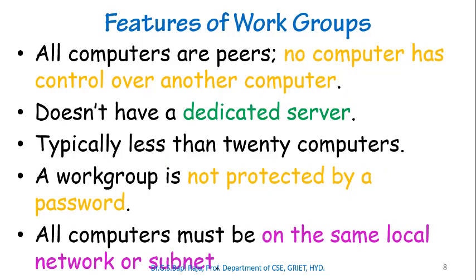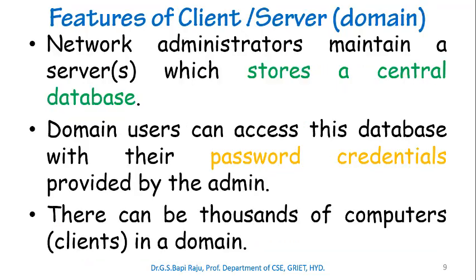Now we look into the features of workgroups. All computers are peers and no computer has control over another computer. That doesn't have a dedicated server. Typically, there are less than 20 computers. A workgroup is not protected by any password. Individually, the system may have a password. And all computers must be on the same local network or subnet. If they are on a different network, they can't communicate with each other in case of workgroups.